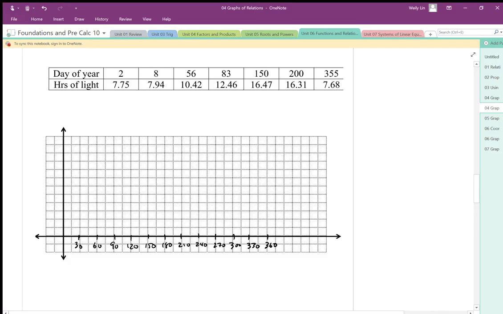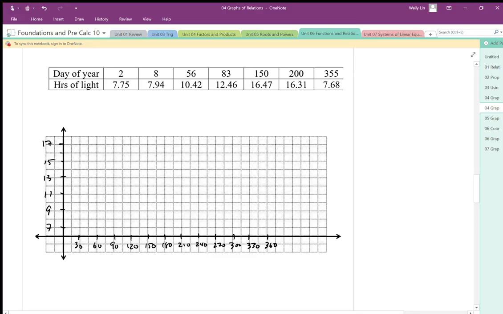For the hours of daylight, I'm going to have 1, 2, 3, 4, 5, up to 12. Since the maximum is 16 or 17, I don't always have to go down to 0. I'm just going to make this 17 and go up by 1. So 16, 15 here, 13, and I'm pretty sure I can get down to 7 point whatever. There's 9, and there's my 7 hours of daylight. So I'm going to be able to fit all this into my graph.